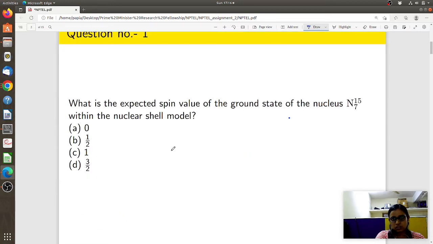So if one asks what the expected spin value of the ground state of the nucleus nitrogen-15 is within the nuclear shell model, we have to find which one gives us the valence nucleon. Once we find the valence nucleon, then from the corresponding orbital configuration of that valence nucleon, we can say what the value of J is, what the value of L is, and so on. That means what the spin angular momentum and the orbital angular momentum will be.